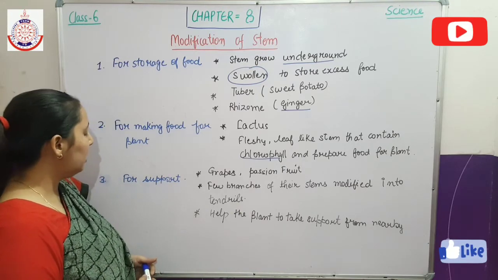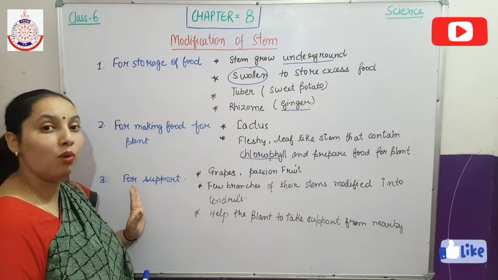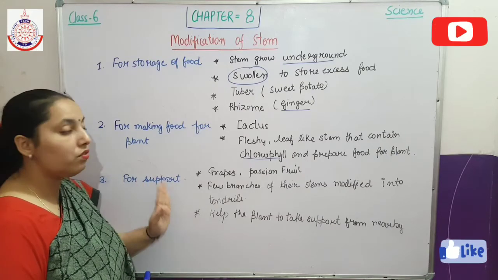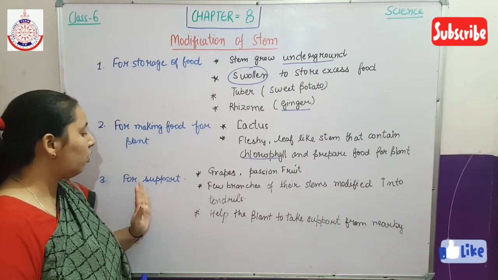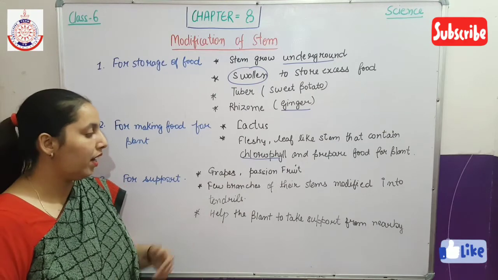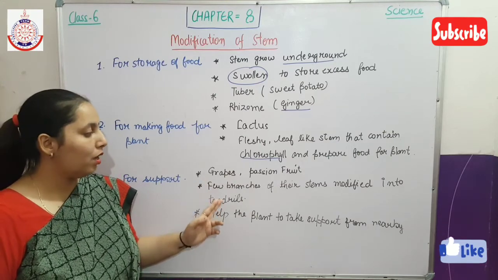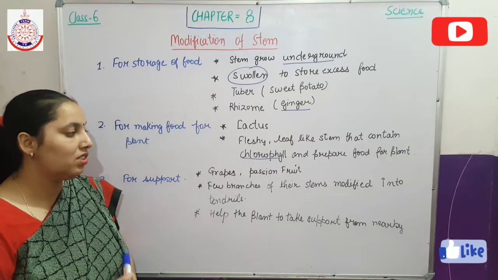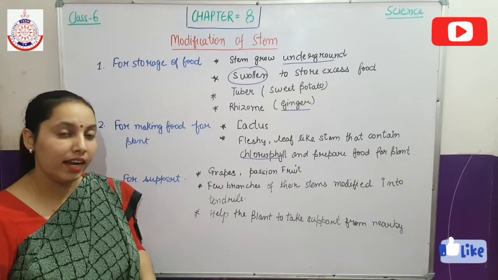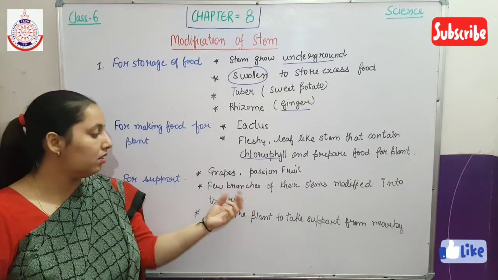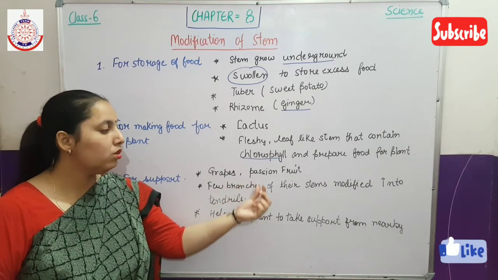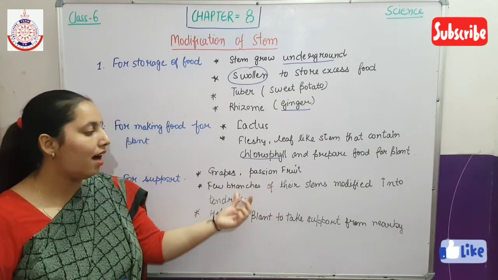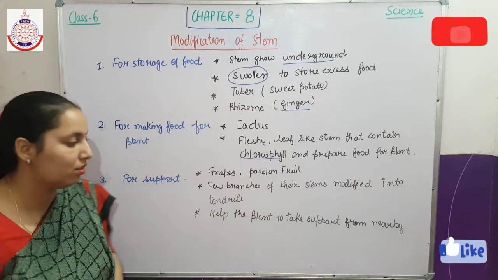The next is, the structure of the stem is modified for the support of the plant, right? Some plants like grapes and passion fruit, have you seen some little branches? Those few thin branches are known as tendrils, right?